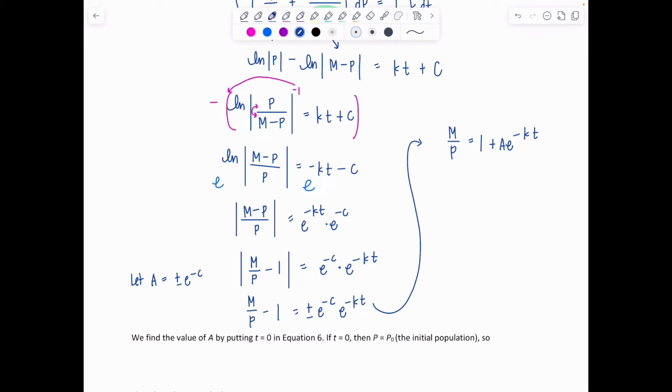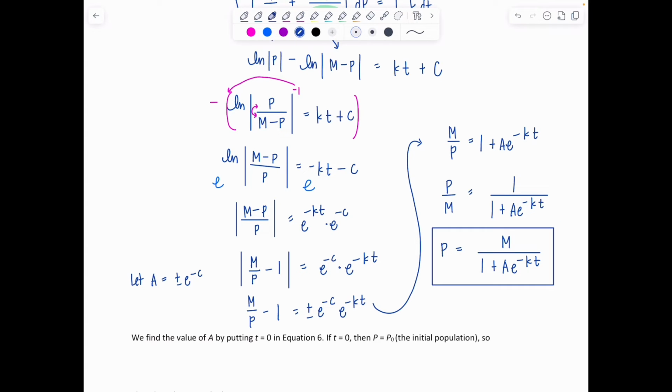Let's take the reciprocal of both sides. So p over m equals 1 over 1 plus a e to the negative kt. And then multiply by m. P is m over 1 plus a e to the negative kt. And there is our logistic growth equation. Woohoo! All right, so m will be given to you. All right, now a, what is a?